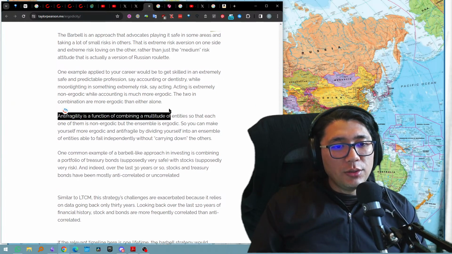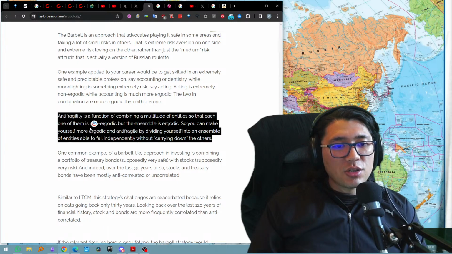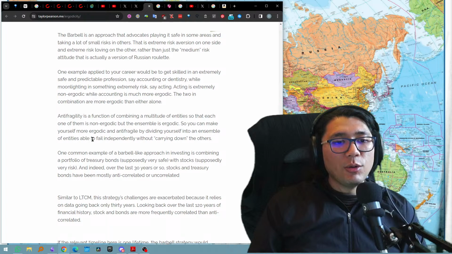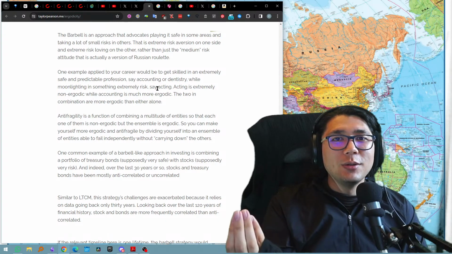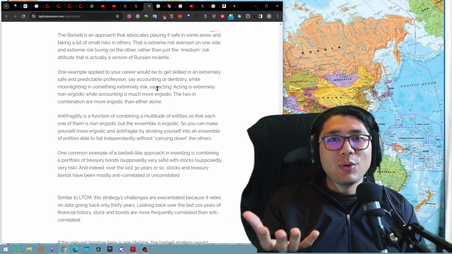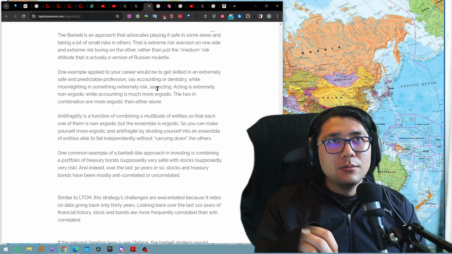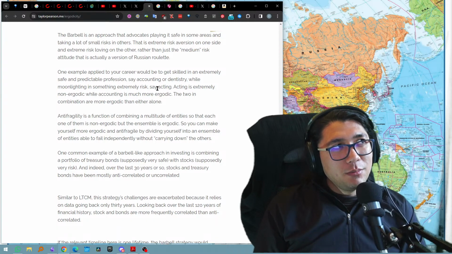Antifragility is a combination of combining a multitude of entities so that each one of them is non-ergodic, but the ensemble is ergodic. So you can make yourself more ergodic and anti-fragile by dividing yourself into an ensemble of entities able to fail independently without dragging down the others. Yeah, that makes sense, right? If, for example, I fail at streaming, I don't get more unemployed, right? That is the point. If I fail at streaming, I don't fail at everything.